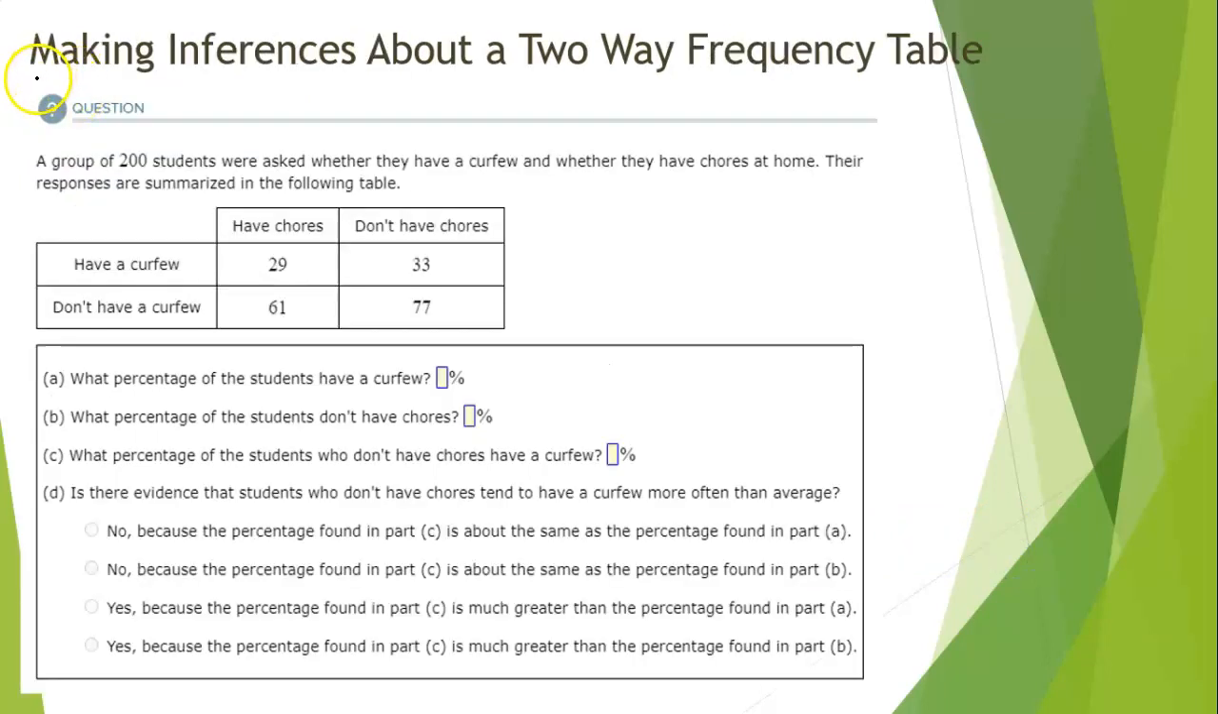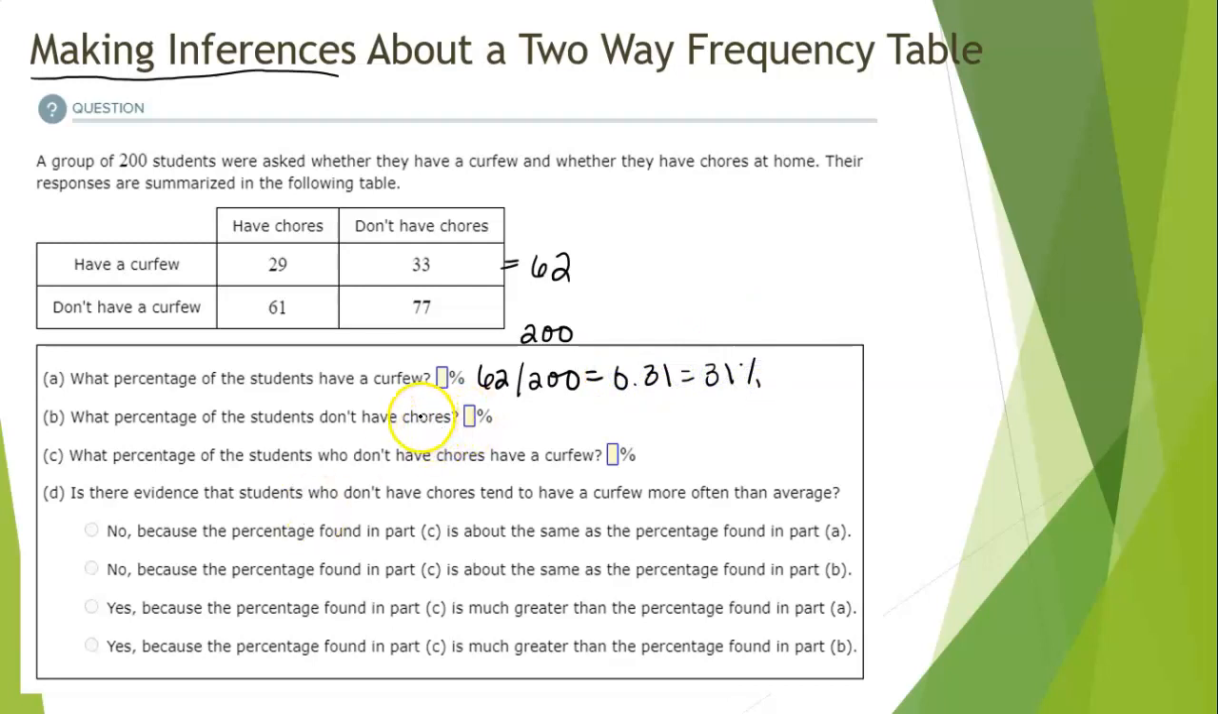All right, so there's no point in doing this if we can't make inferences, make decisions. So let's start with making inferences, make a new topic. And what we've got here is a total of 200 students who were asked whether they have a curfew and whether they have chores at home. A says, what percentage of the students have a curfew? Well, I can find the total that have a curfew. 29 plus 33 is 62. That's not a percentage, that's a total. It's 62 divided by 200 to get the percentage. That gives me 0.31, which is 31%.